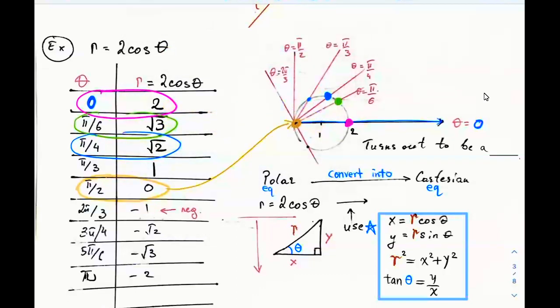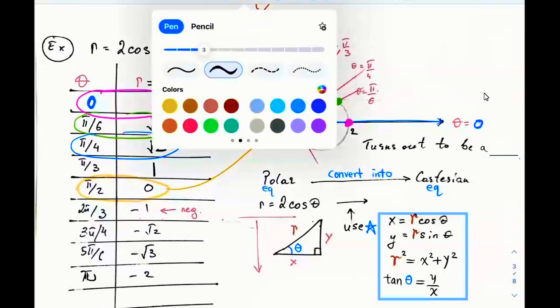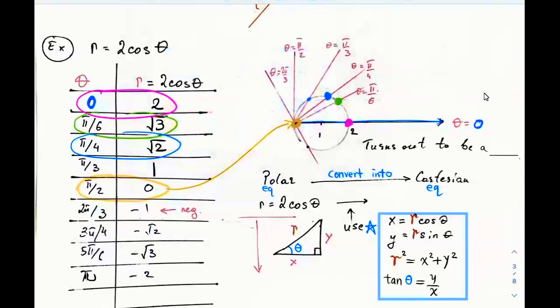And now what happens when r is negative? How do you do this? What happens when r is negative? You go in the opposite direction of the ray, right? Let me see if I can find a different color. So I'm going to go this way. This one over here. So it is 2 pi over 3.